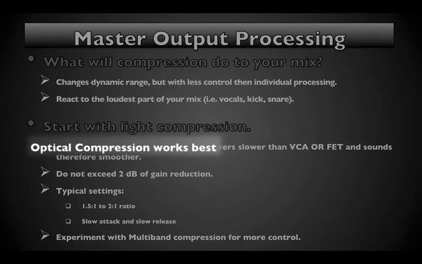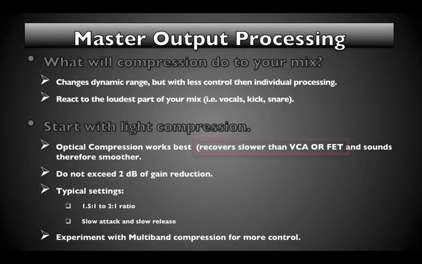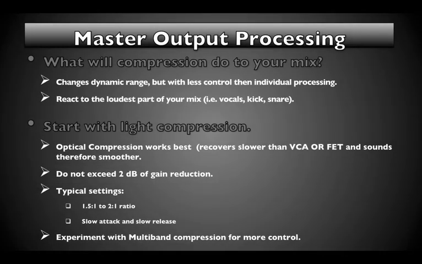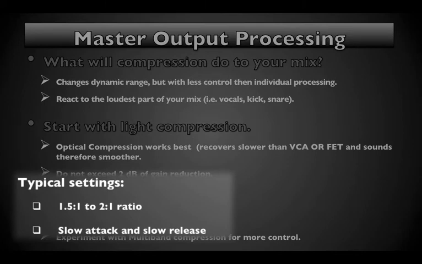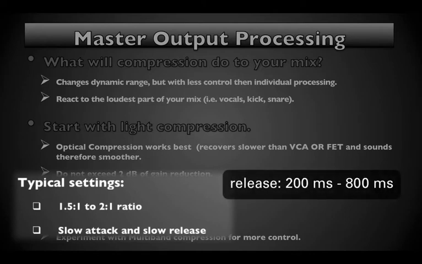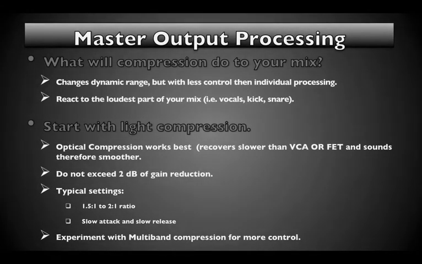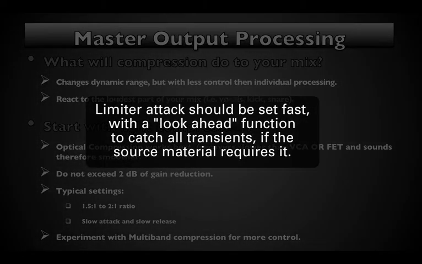Now overall, a lot of people prefer optical compressors for their smoothness over VCA compressors. And like I mentioned before, you want to make sure you don't exceed 2 dB of gain reduction. It will be really audible if you do. Typical settings are probably 1.5 to 1 to 2 to 1 ratio, slow attack, slow release. I've seen release times all the way up in the 600 to 800s, attack times 60 and above. So you want it to come in slow, unless it's a super transient mix where you want to catch some of the peaks a little quicker, but then you probably will have to be even more careful with your gain reduction.